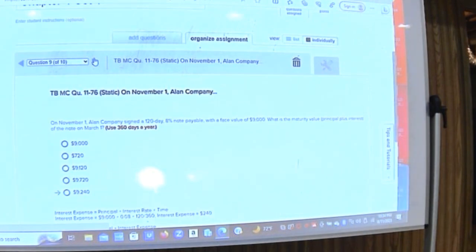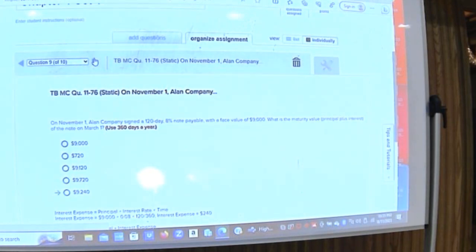Okay, here we are again. We're looking at a 120-day 8% note, with a face value of $9,000. What is the maturity value? When we talk about maturity value, we're saying what do you have to pay when the note becomes due, when the note matures. That's your principal plus your interest. We need to figure out the amount of interest. There's your calculation at the bottom of the screen. You're taking the 9,000 times the 8%. That's the annual rate times 120. Remember, it's a 120-day note.